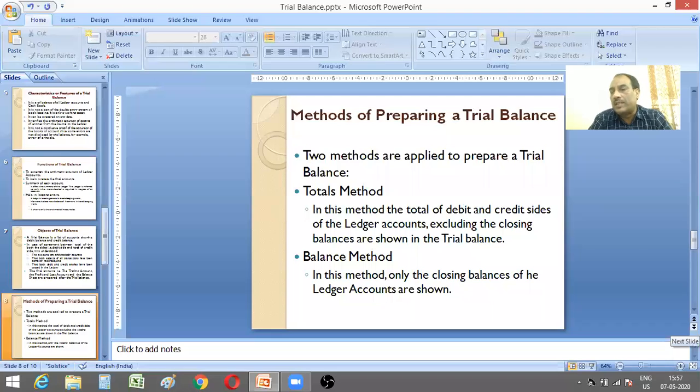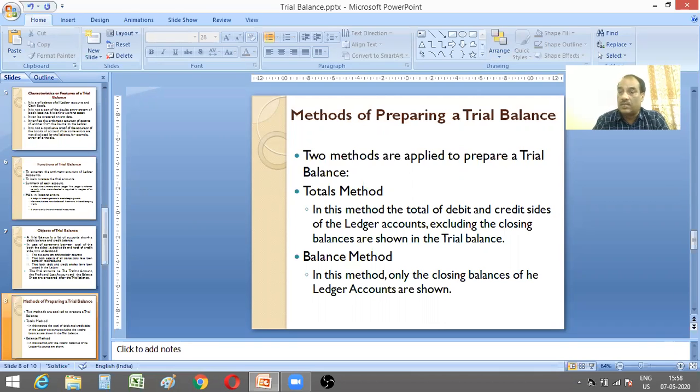So, method of preparing a trial balance: there are two methods. Already I told you, the first is the total method. In this method, the total of debit and credit sides of the ledger accounts, excluding the closing balance, are shown in the trial balance. So here we take all the debits and all the credits, excluding the closing balance.